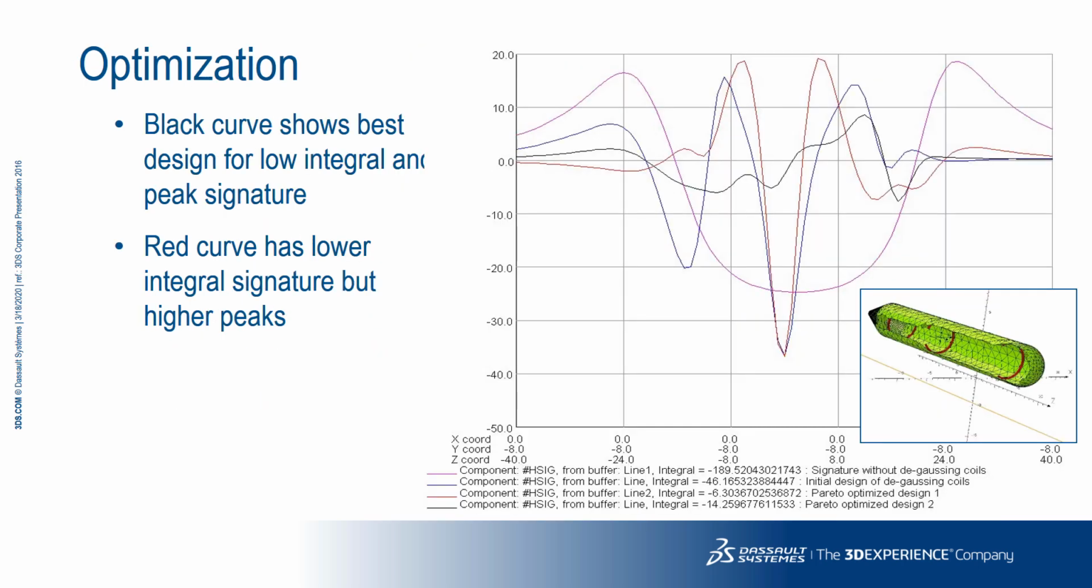Here we see an optimization study. It's a simple example of a pressure hull with degaussing coils. The axial position of the coils can be varied. The total current that can be supplied is constrained.